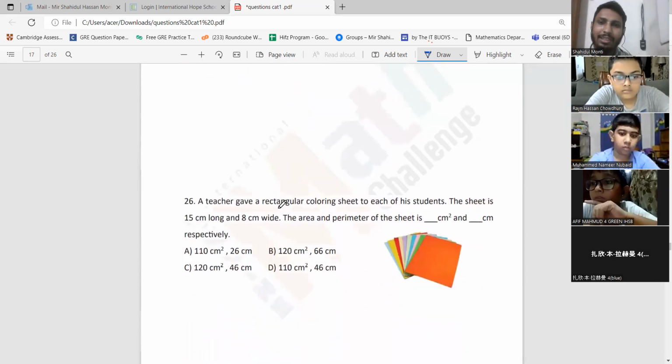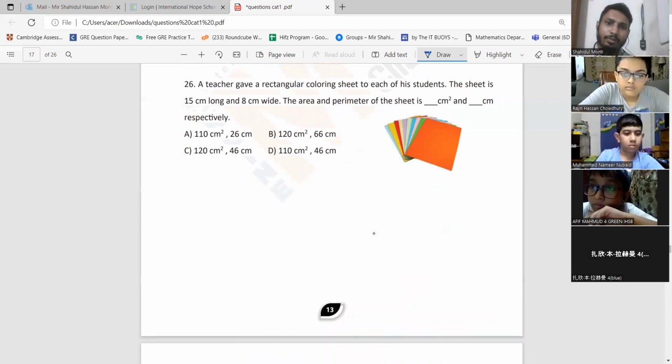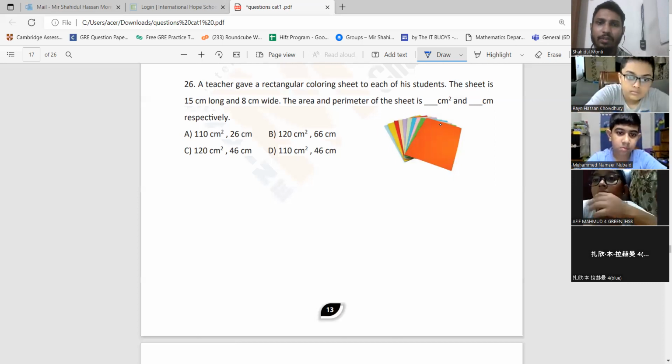Next, question number 26. A teacher gave a rectangular coloring sheet to each of his students. The sheet is 15 centimeter long and 8 centimeter wide. The area and perimeter of the sheet is this and this.